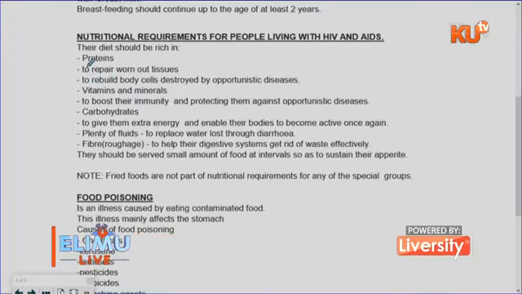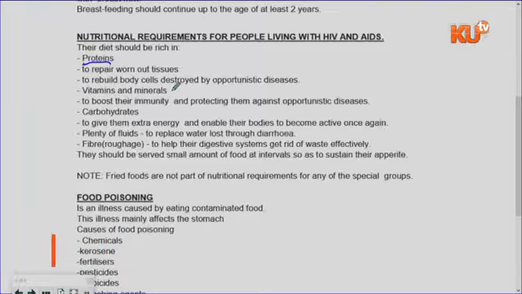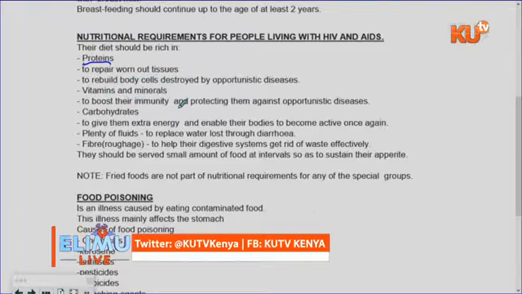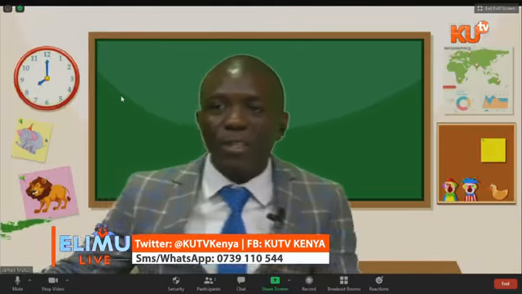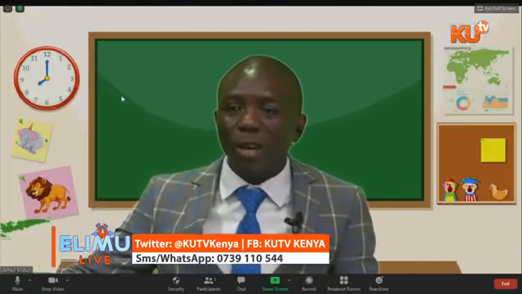These proteins help to repair the worn out tissues, to rebuild body cells destroyed by opportunistic diseases, and then vitamins and mineral salts are needed in their body. Vitamins and minerals boost their immune system and protect them against opportunistic diseases. In class 5, we learned that opportunistic diseases are also known as secondary infections.